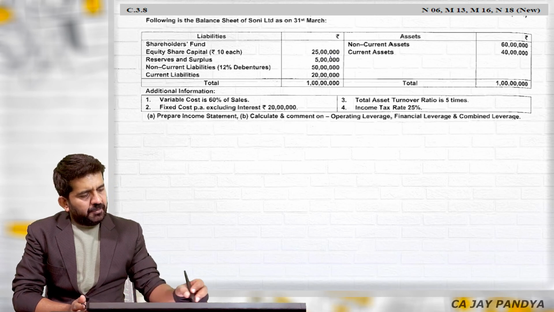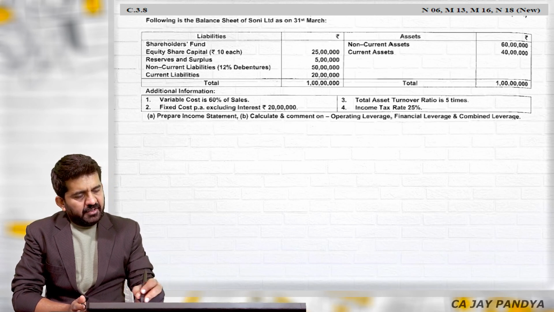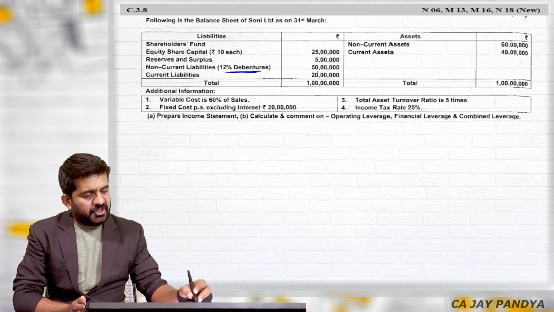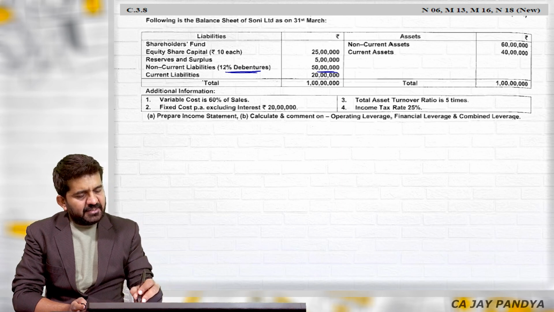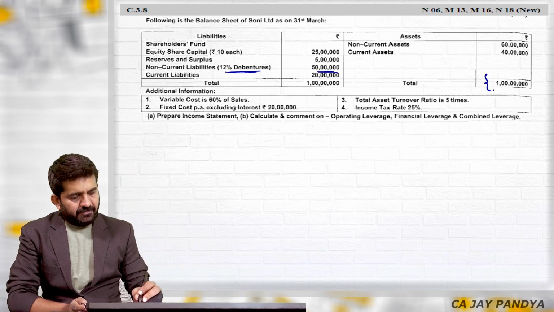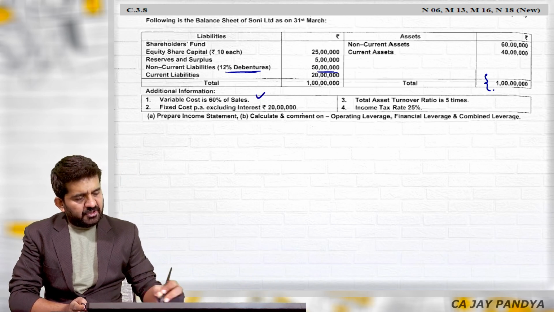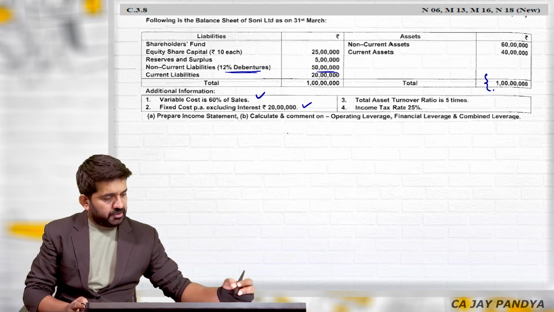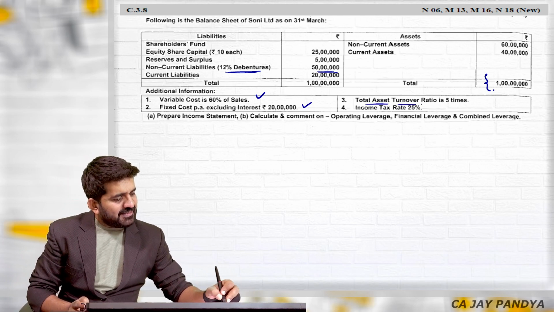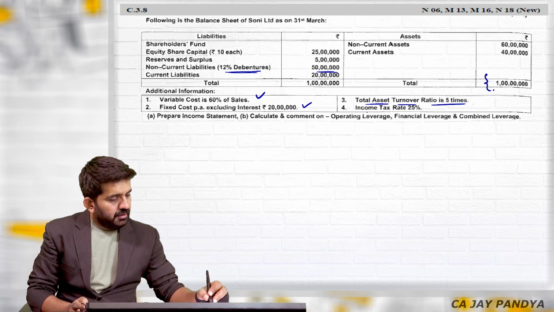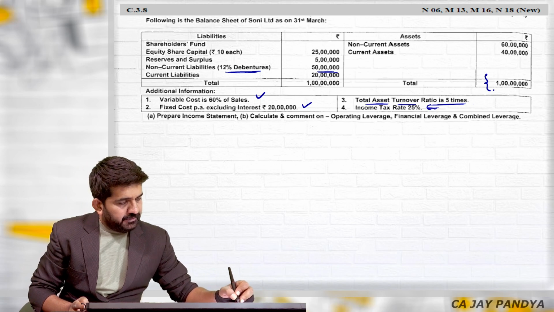Shareholders fund equity share capital is 25 lakhs. Reserves and surplus is 5 lakhs. Non-current liability that are 12% debentures are 50 lakhs. Current liabilities are so and so, and total assets are 100 lakhs. Variable cost is 60% of sales. Fixed cost excluding interest is 20 lakhs. Total asset turnover ratio is 5 times. Income tax rate is 25%.